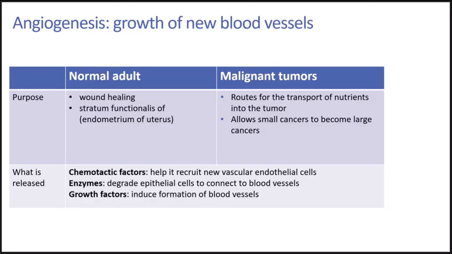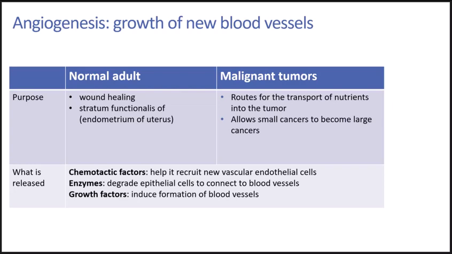We've spoken about this already, but malignant tumors need new blood vessel growth in order to grow. So once the cancer is larger than about a grain of sand, it needs its own blood supply. It needs its own blood supply so that it can get oxygen and nutrients, but also have a method of waste disposal.